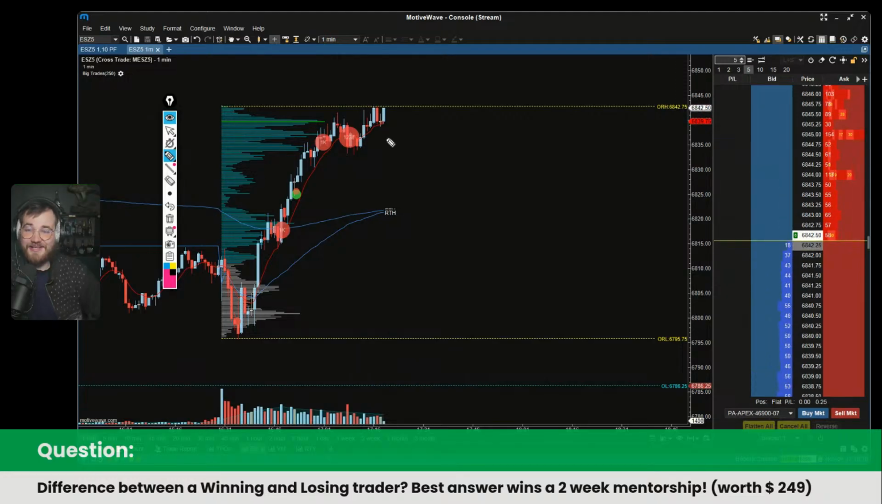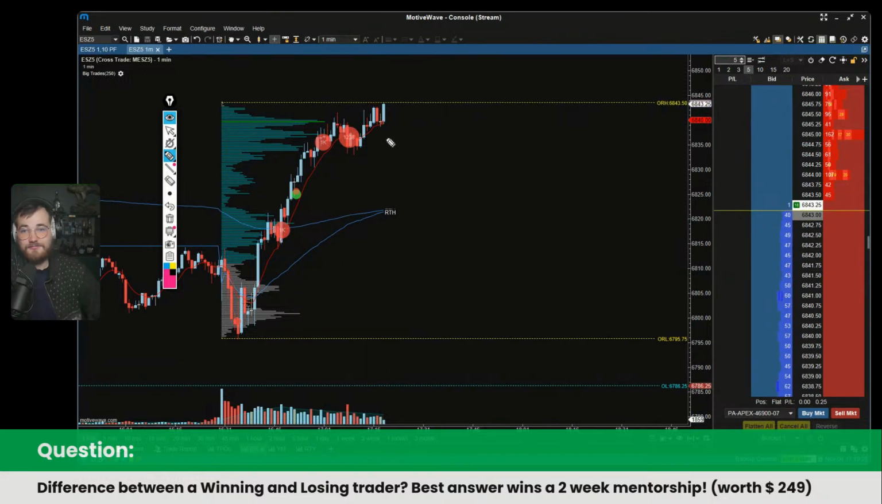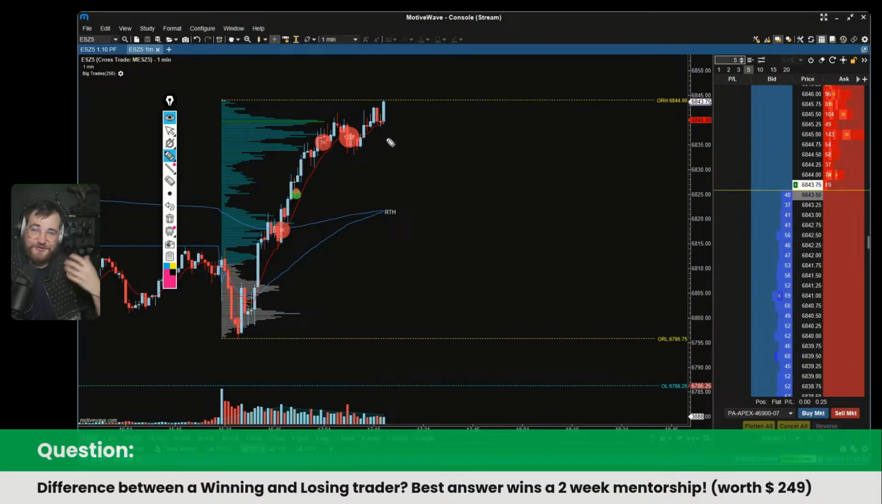I'm already giving you some hints. What's the difference between a winning and a losing trader? A winning trader knows that it's not always that a win is a good thing and a loss is a bad thing, right? Whereas a losing trader is usually someone who believes that every losing trade is bad and every winning trade is good. That's not true at all.